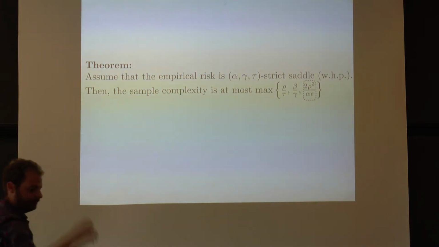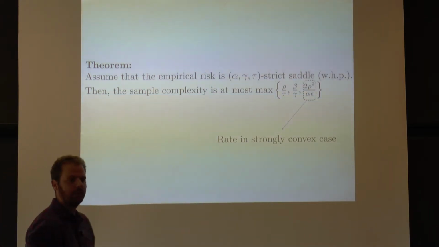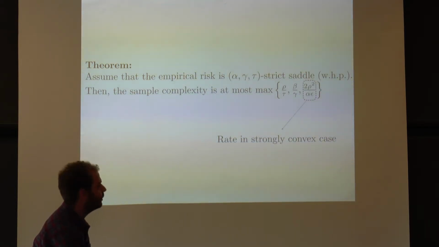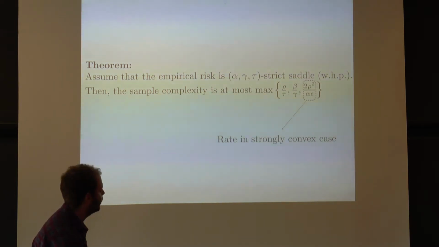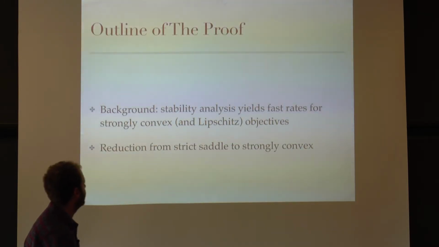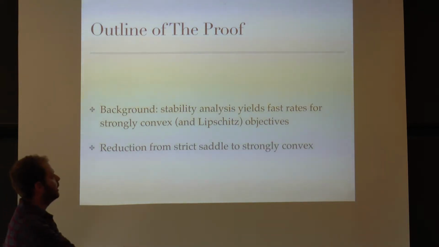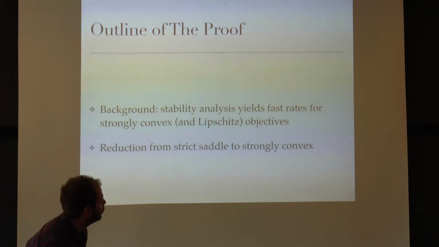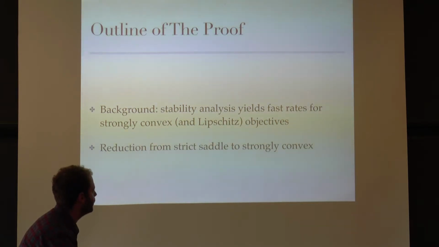Okay, so the last term is the fast rate, as we said, and this is also the rate in the strongly convex case. So this is why I claim that essentially strict saddle problems are as easy as strongly convex problems. Okay, so the outline of the proof is as follows. We start with some background on stability analysis and explain why stability analysis gives a fast rate for a strongly convex and Lipschitz objective. And then our proof is essentially a reduction from strict saddle to strongly convex.